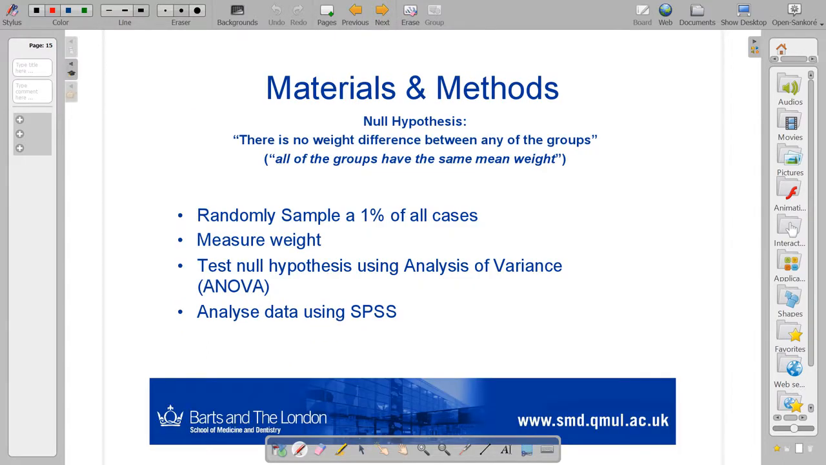So in this case, we have the null hypothesis: all of the groups have the same mean weight. And again, we randomly sample 1% of all cases and measure their weight. But this time we're going to test that specific null hypothesis using analysis of variance, and again we're going to use SPSS to do that. The fantastic thing about this is that we've already set this up, and we are just one menu click away from a Nobel Prize winning paper.